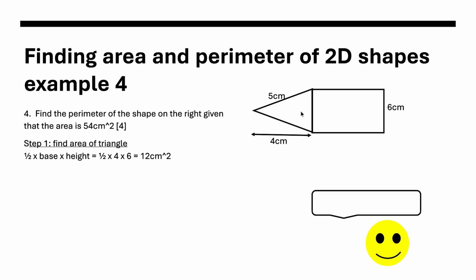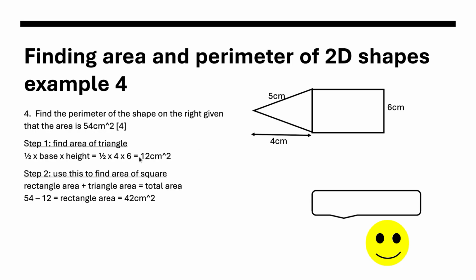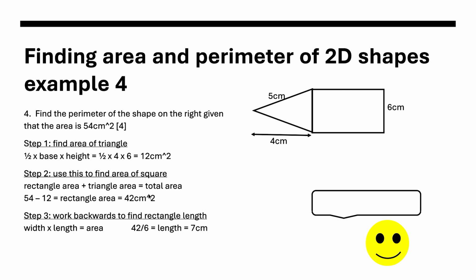So the base of it is 6, this value here, the perpendicular height is 4, and we're going to times that by a half. The area of the triangle is 12 centimeters squared. Then we know the area of the rectangle will be 54 centimeters squared minus 12 centimeters squared, which is 42 centimeters squared. And we know that this, the height, 6, times by the length, we don't know it yet, is going to equal that 42. So we want to do 42 divided by 6 to get a length of 7 centimeters.